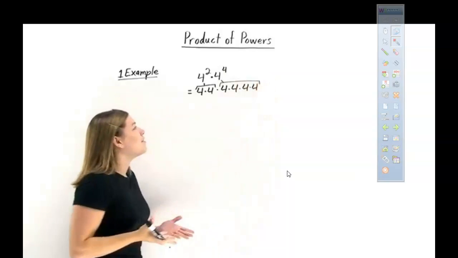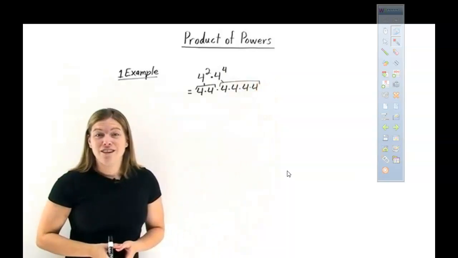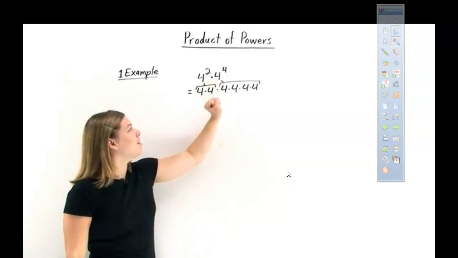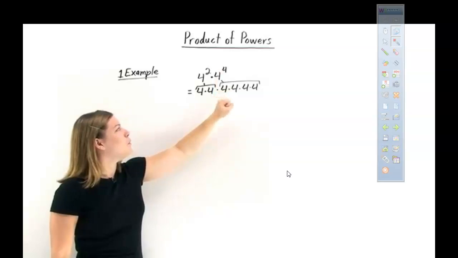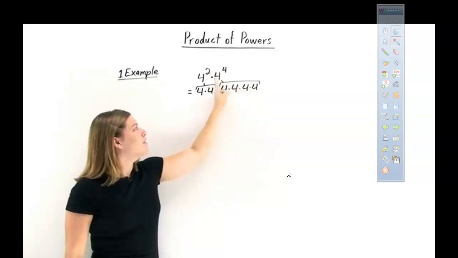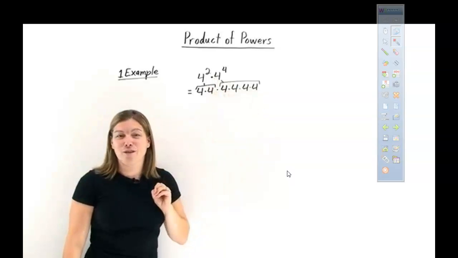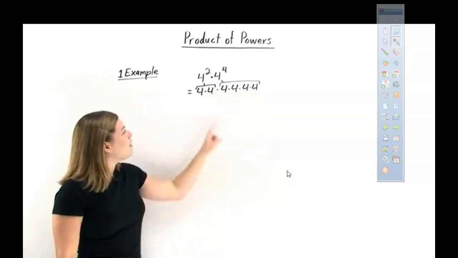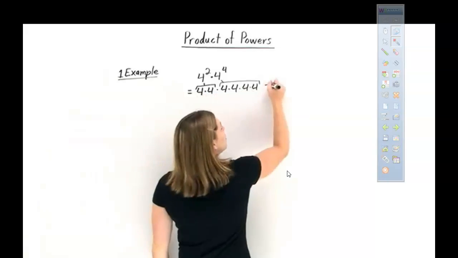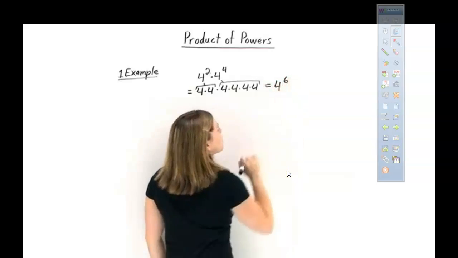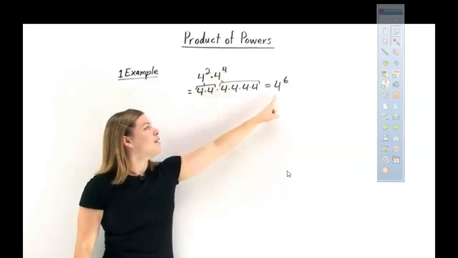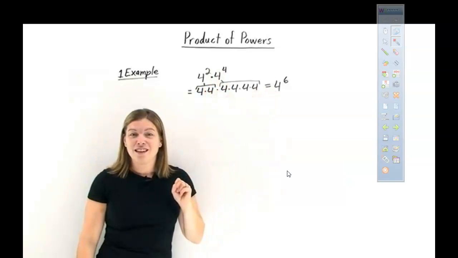Remember, exponents are just repeated multiplication. The exponent keeps track of how many times you need to multiply that base together. So here we have an exponent of 4, which means we're going to multiply our base together 4 times. So our base of 4 is multiplied together 4 times. Now look, we're taking 4 and multiplying it together 6 times. So we could rewrite this as 4 to the 6th. That means that 4 squared times 4 to the 4th is equal to 4 to the 6th.